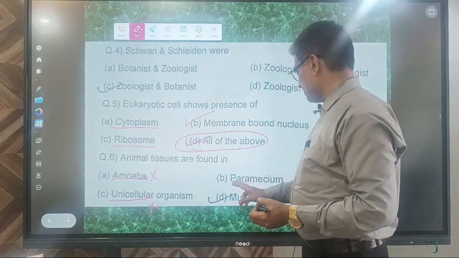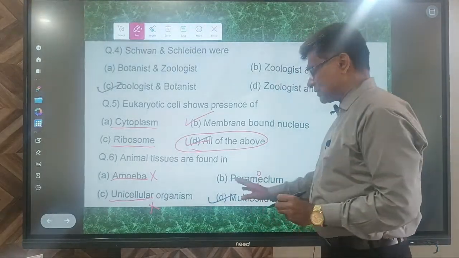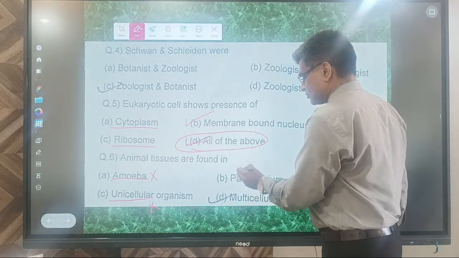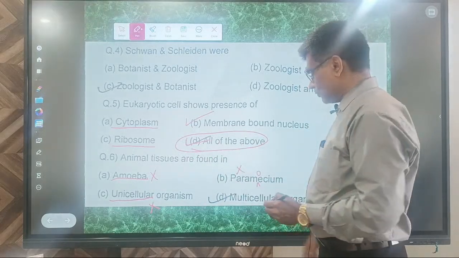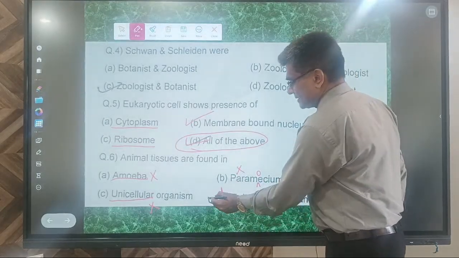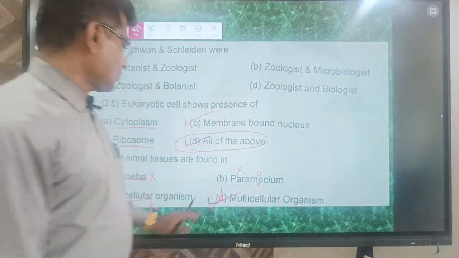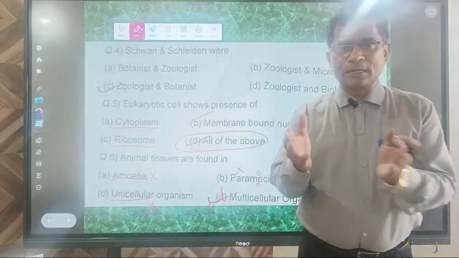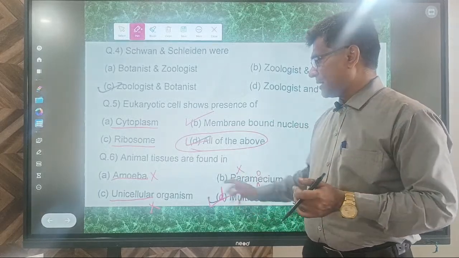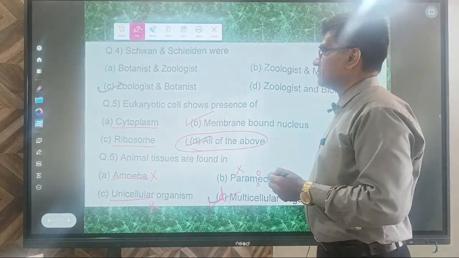Now coming to the paramecium. Paramecium is also a protist, so it is also unicellular, so this part is also of no use. Now coming to the D option, multicellular organism, and that is the right answer. The most simple question in your Nischay 2. Okay, तो multicellular organism will show presence of group of cells having common function and common origin and structure, and that forms tissue. Therefore, for question number 6, D is the right answer.